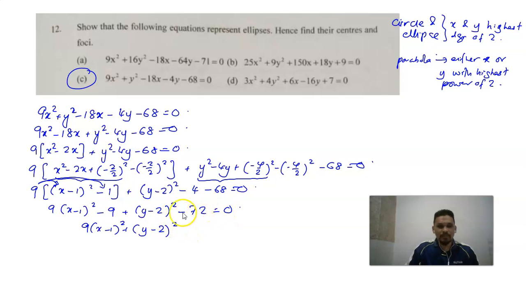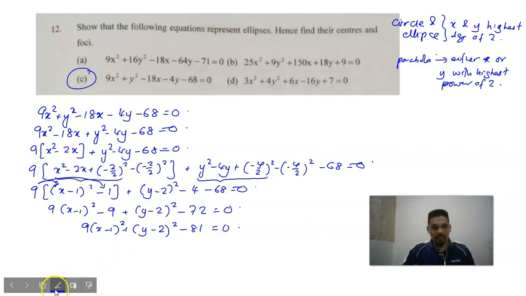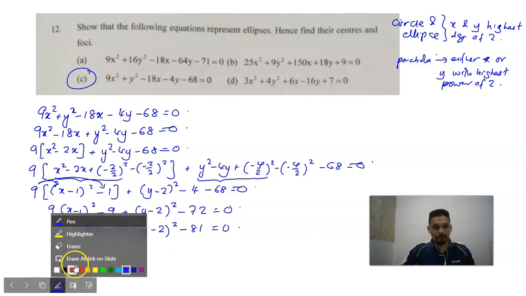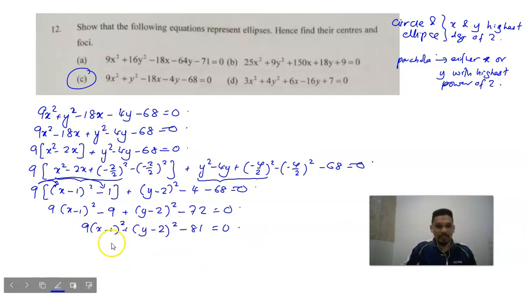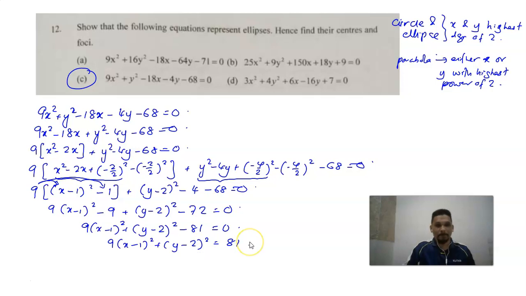Negative 72 minus 9 equal to negative 81 equal to 0. Okay, so class, if I straightly jump this step here, never mind, I just write it all again. Then 9 times x minus 1 squared plus y minus 2 squared equal to 81.